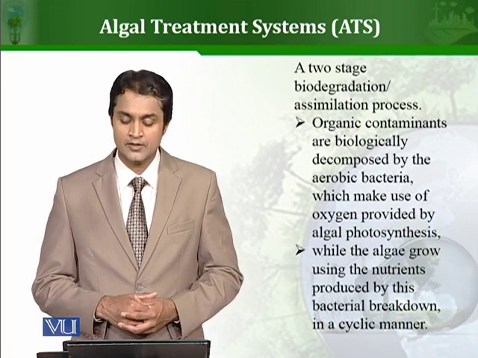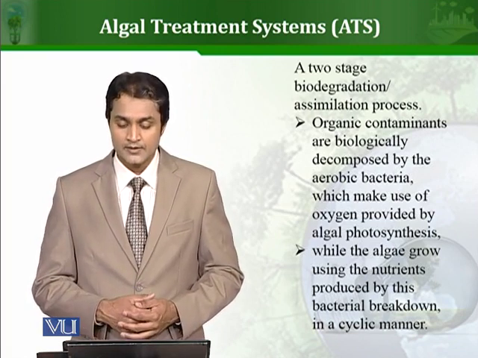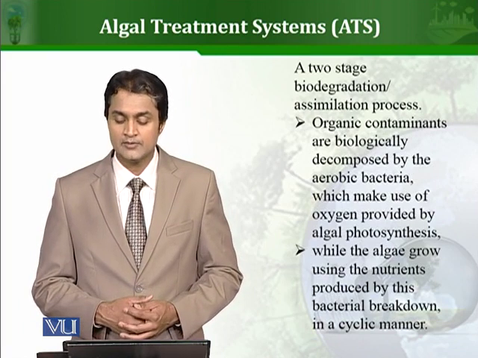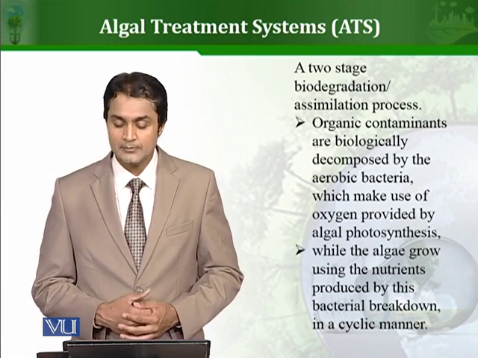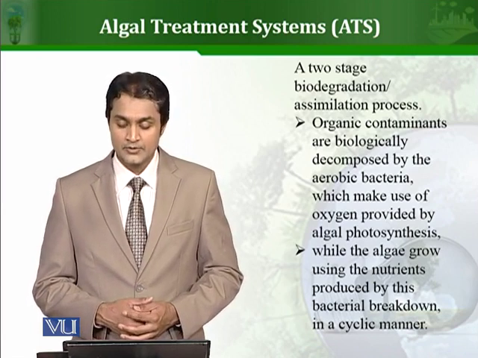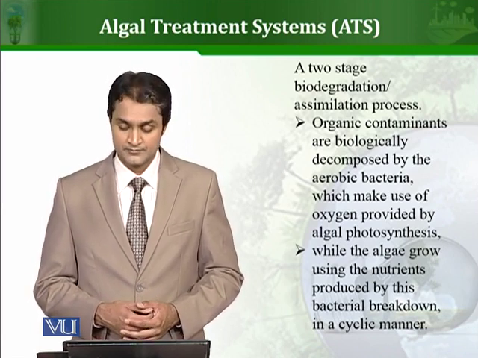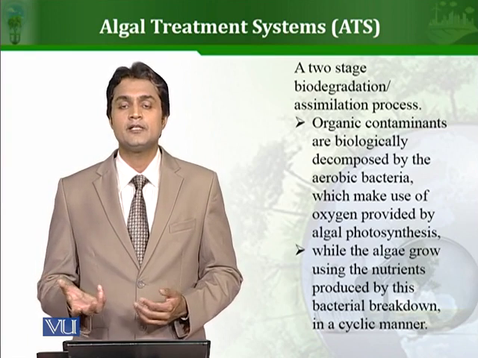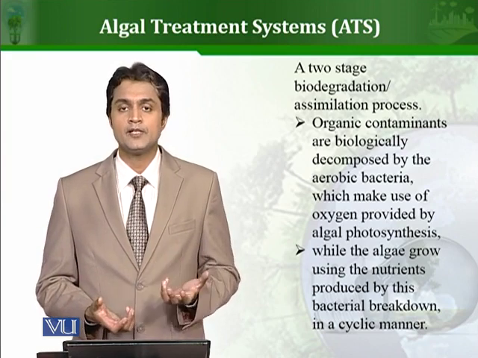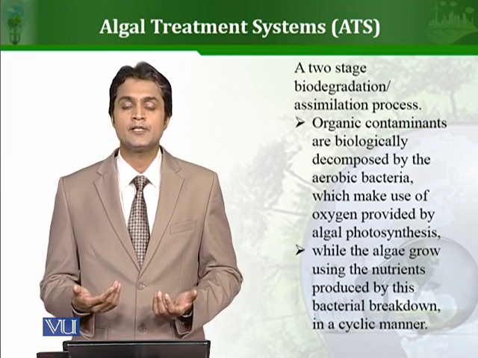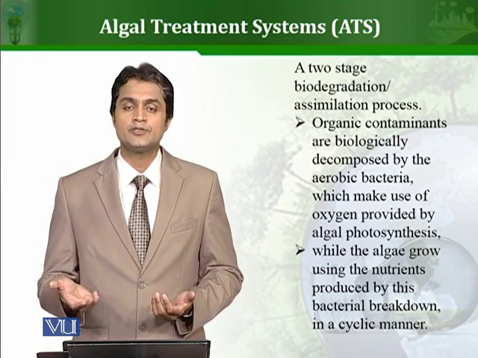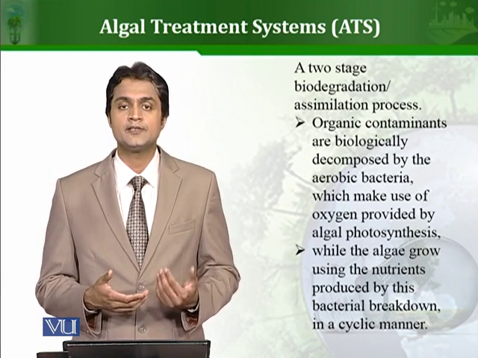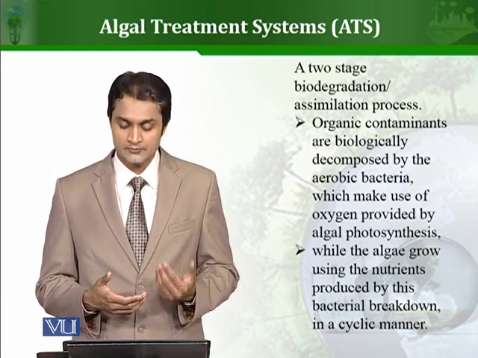In this cyclic process there are two stages, which we can call biodegradation and assimilation. First of all, organic contaminants are degraded by the microbes, which are aerobic microbes that make use of the oxygen provided by the algal photosynthesis. Algae are there, microbes are there, the microbes are aerobic, and the algae perform photosynthesis and produce oxygen. The bacteria utilize this oxygen, start growing, and start oxidizing the effluent and the contaminants present in it.